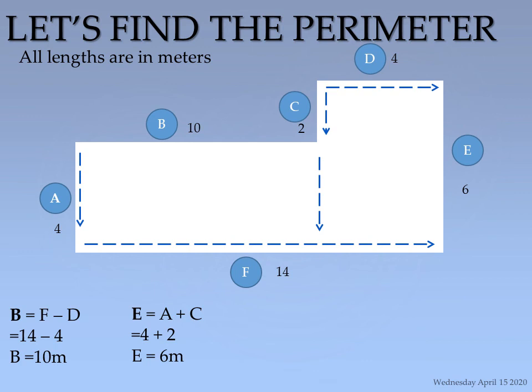What do we then do? We know all the sides. Just to find the perimeter, add all together. Line A plus line B plus line C plus line D plus line E and line F. And what is that? 4 plus 10 plus 2 plus 4 plus 6 plus 14 gives us 40 meters. So now we have the full perimeter of our compound shape.